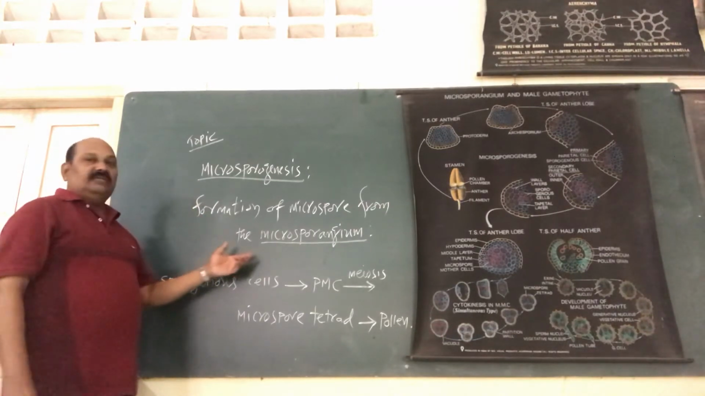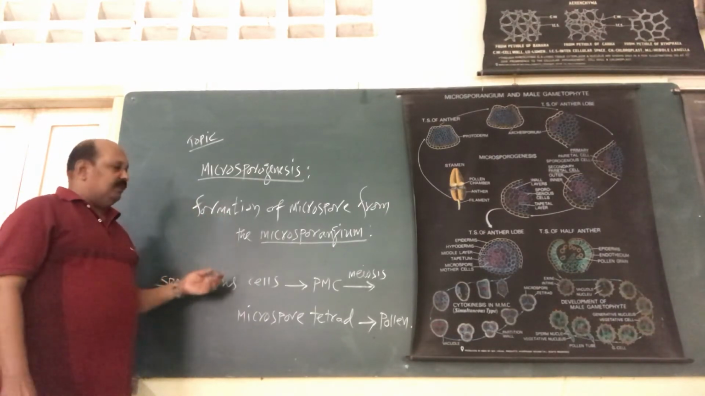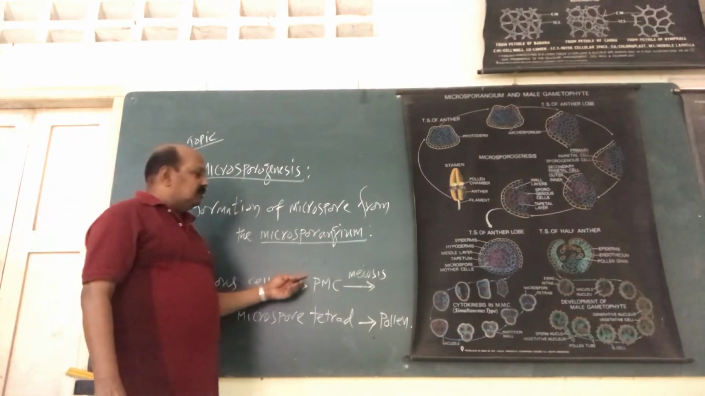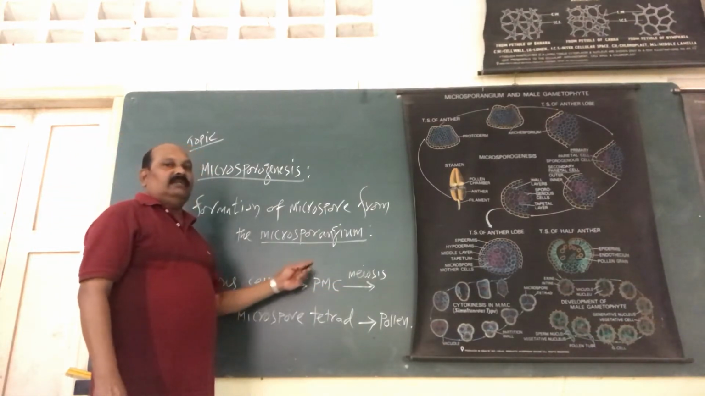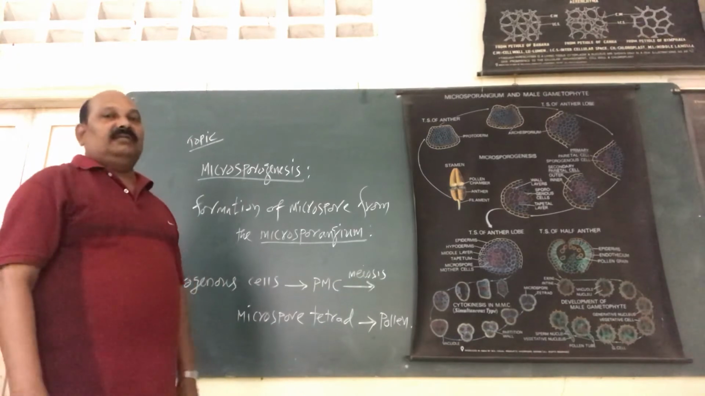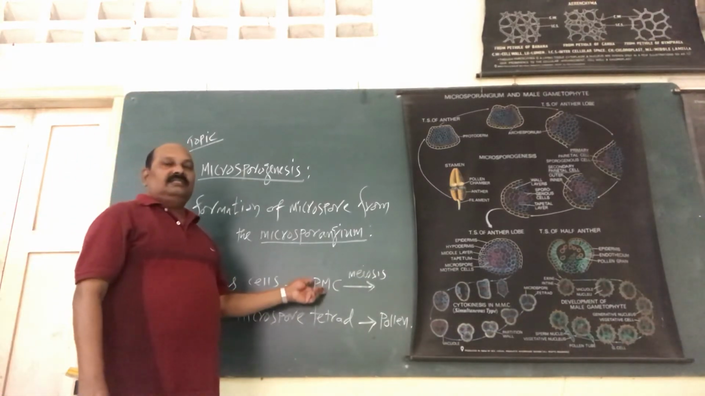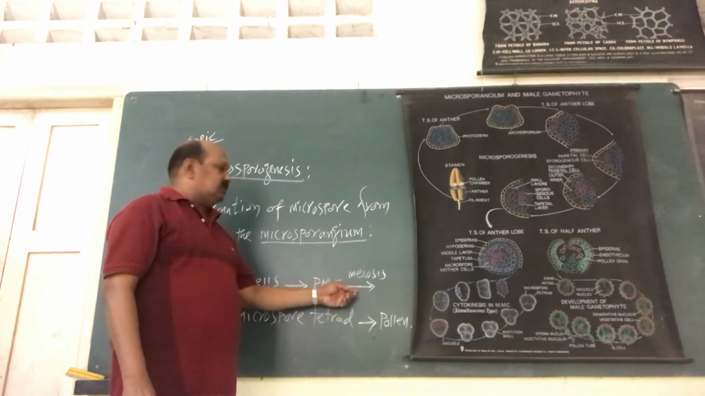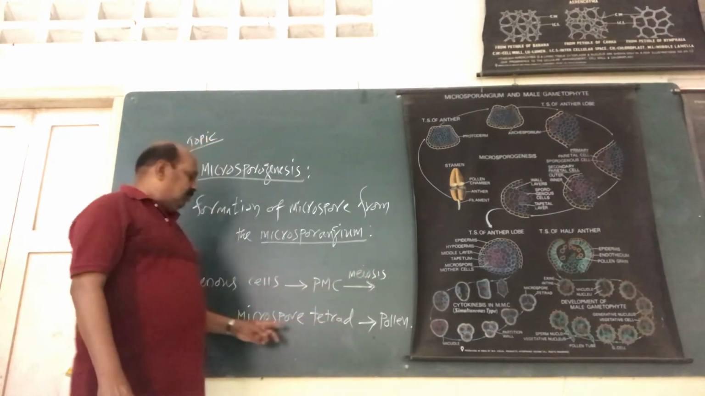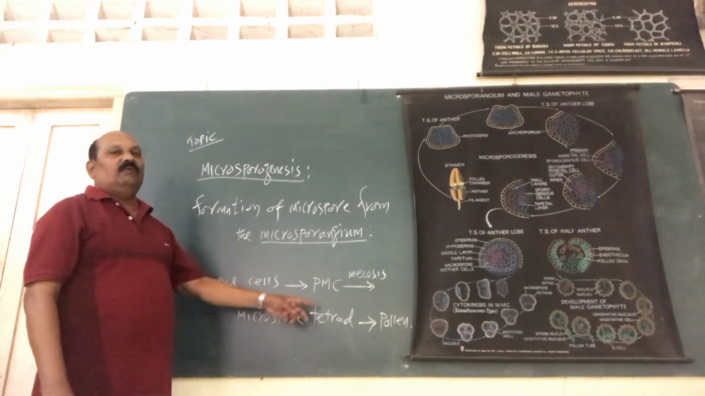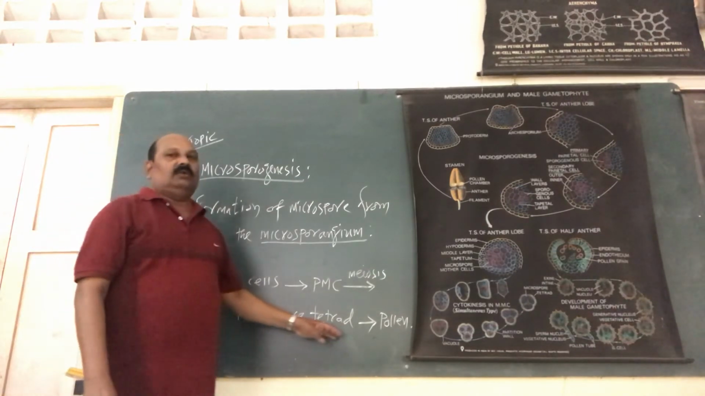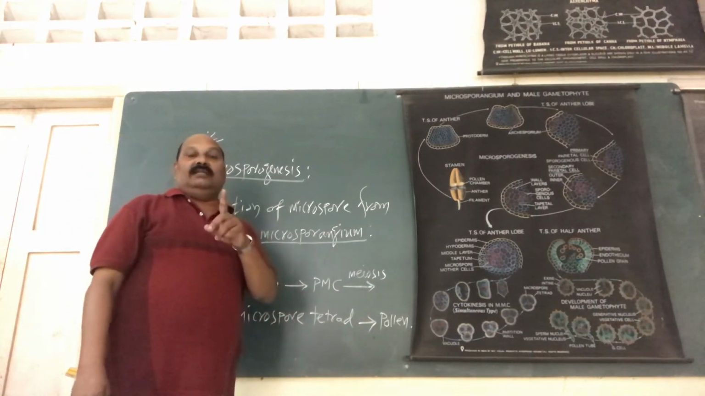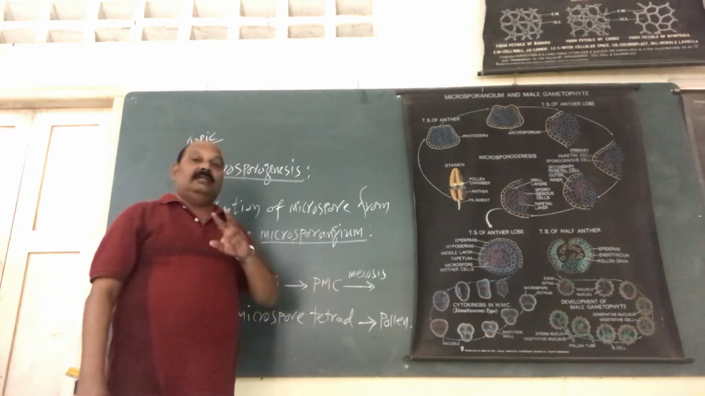Some of the spore bearing cells develop into cells called the pollen mother cell, PMC. These cells are diploid in nature. Now the PMC undergoes the process of meiosis to make four microspores, which we call microspore tetrads. You see here very clearly, the PMC is a diploid cell.